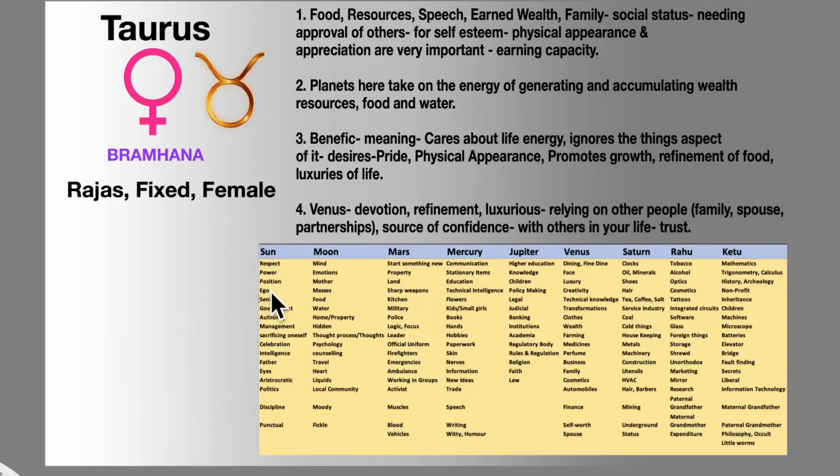So the planet itself and all the significations, you can go through this list. You can take screenshots if you will. But that's what we are talking about when we say something becomes a resource. Moon, when it falls in Taurus, mind becomes the resource. Your emotions becomes the resource. Your food becomes your resource. And since this is about food, that's why Moon is exalted in Taurus.